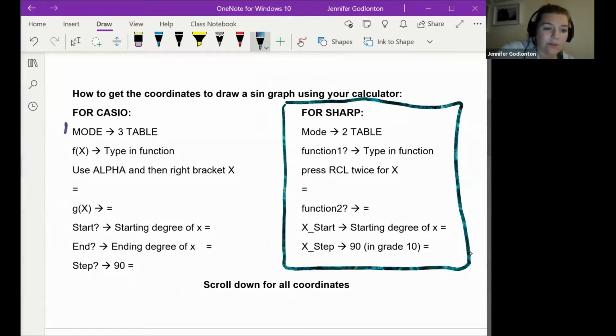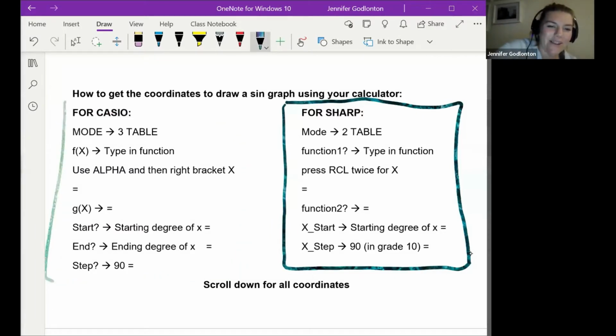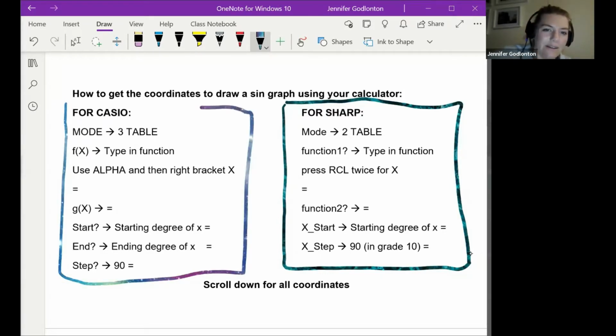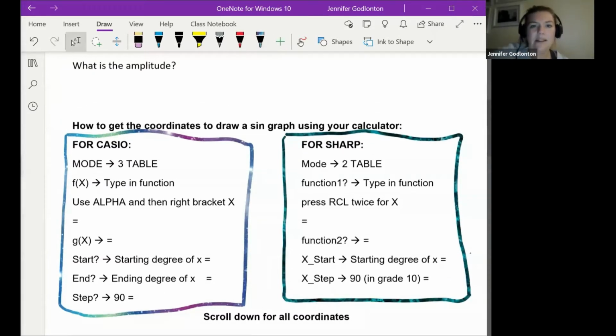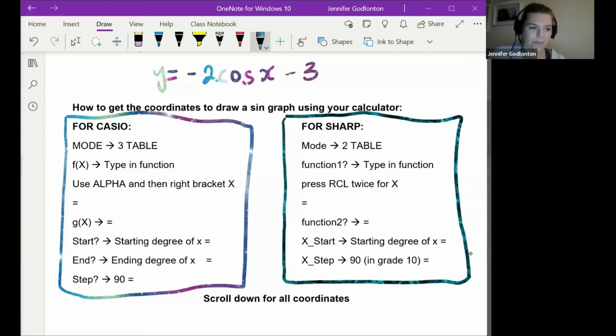And if you don't have a sharp, if you have a Casio, you're going to follow that. Okay, so if you're a Casio, you're going to follow the left one. And if you're sharp, you're going to follow the right one. That's just to help you. And you're doing it for the equation y is equal to -2 cos x minus 3. Okay, give it a go. If you're needing help with things.